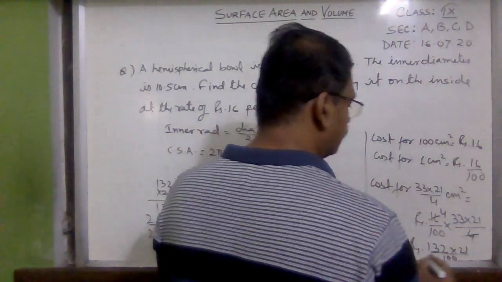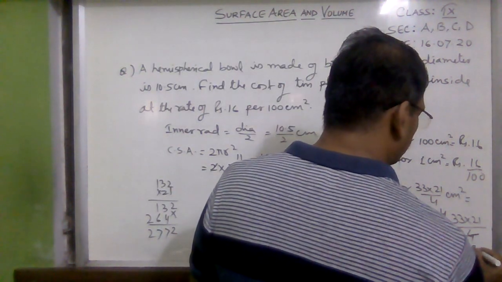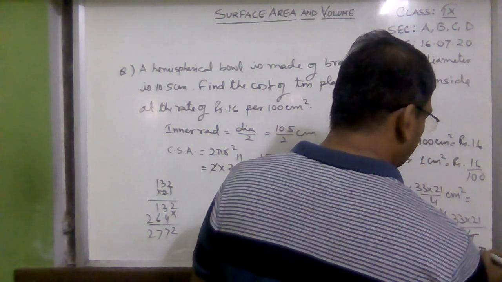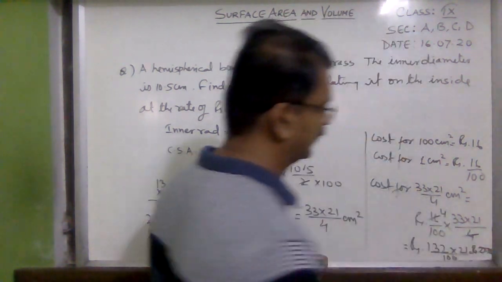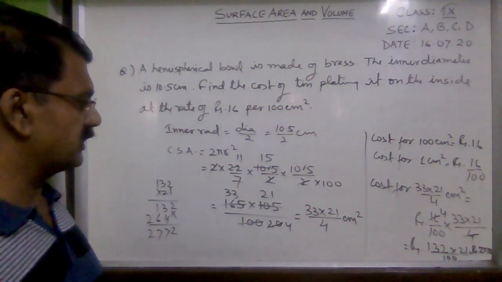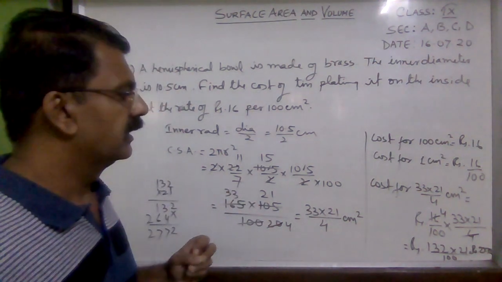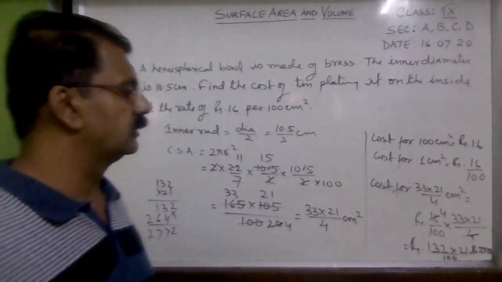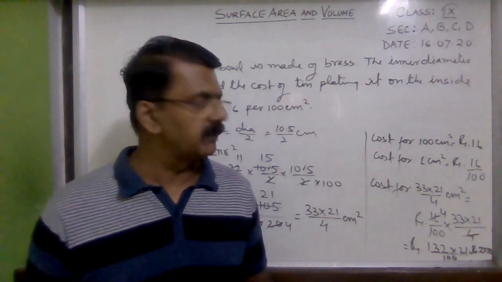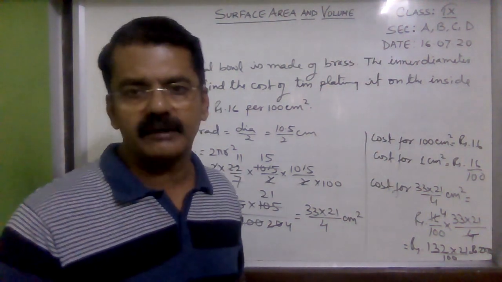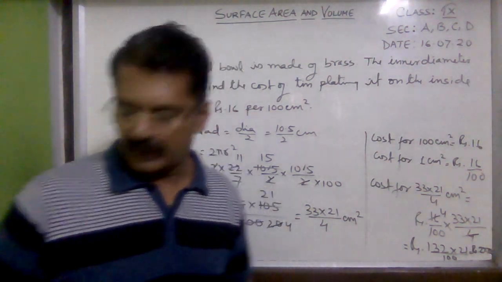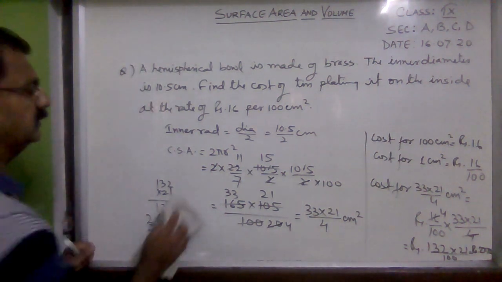So rupees 27.72 will be your answer. The cost will be rupees 27.72. The cost of tin plating will be rupees 27.72. Clear? Now the next question.